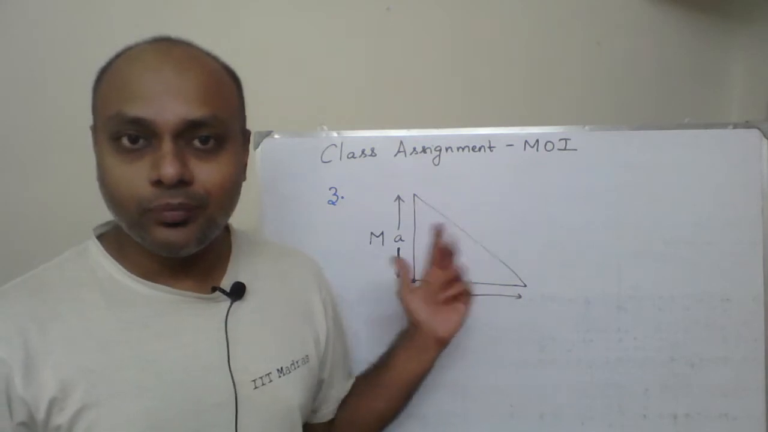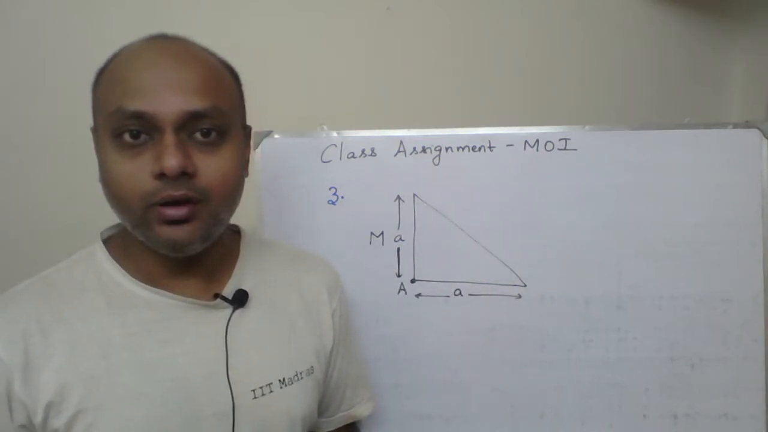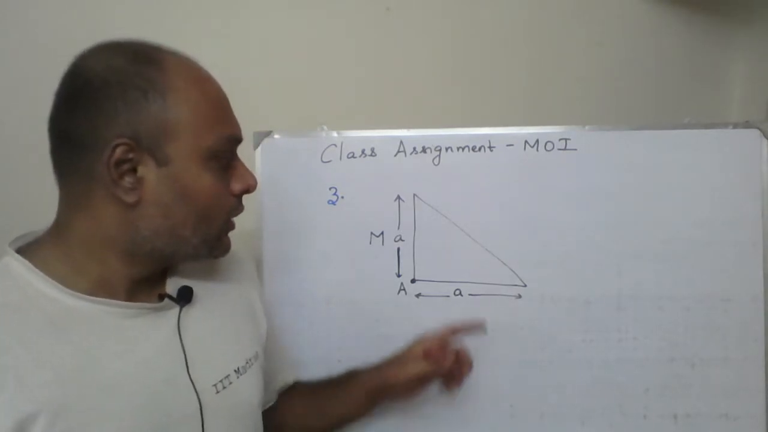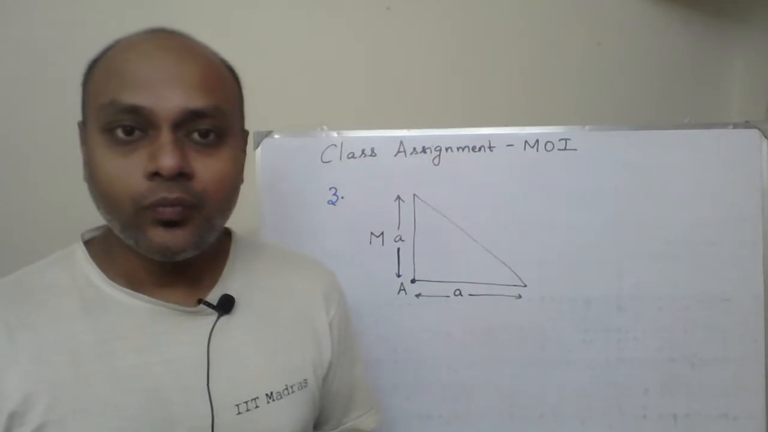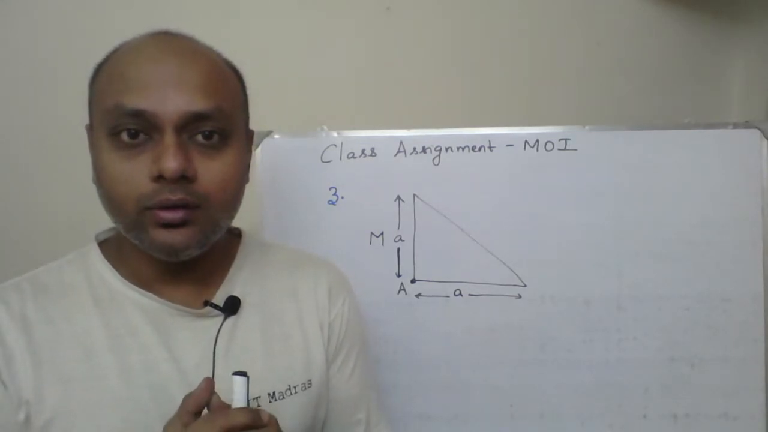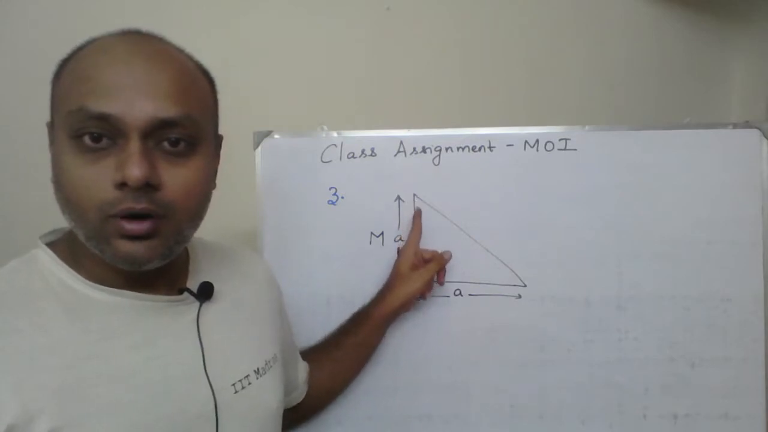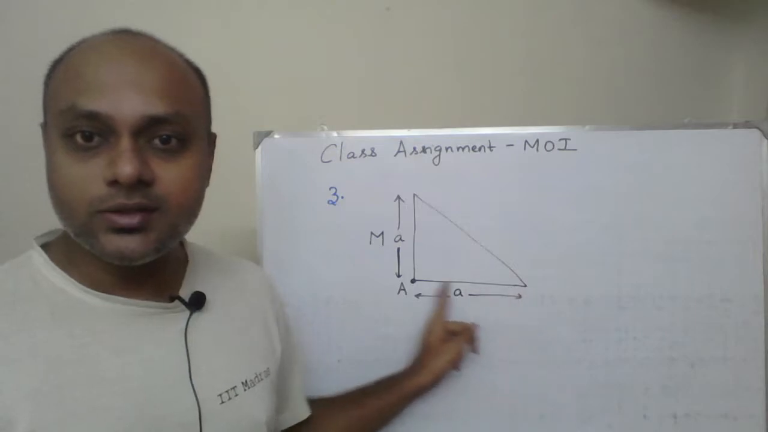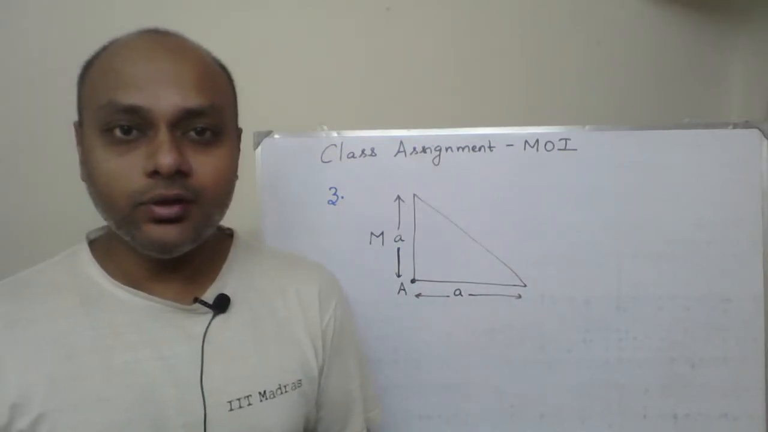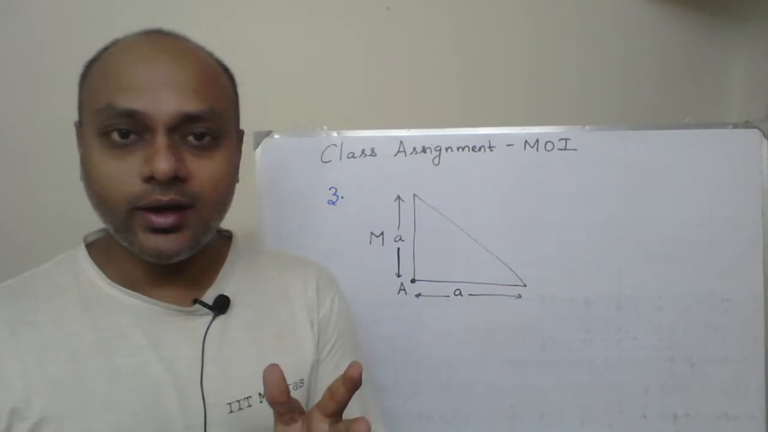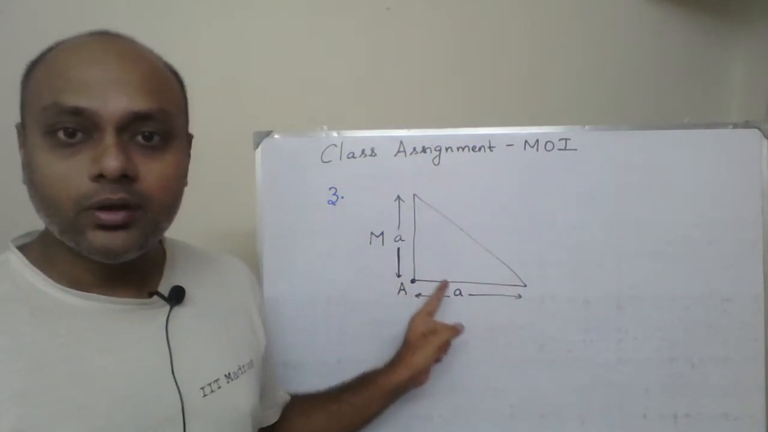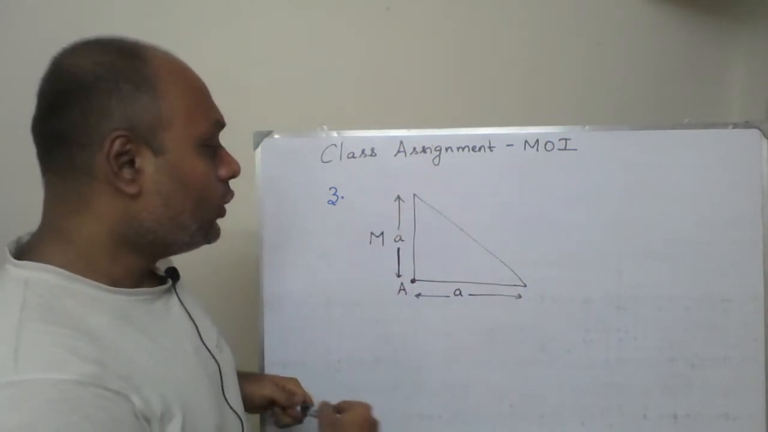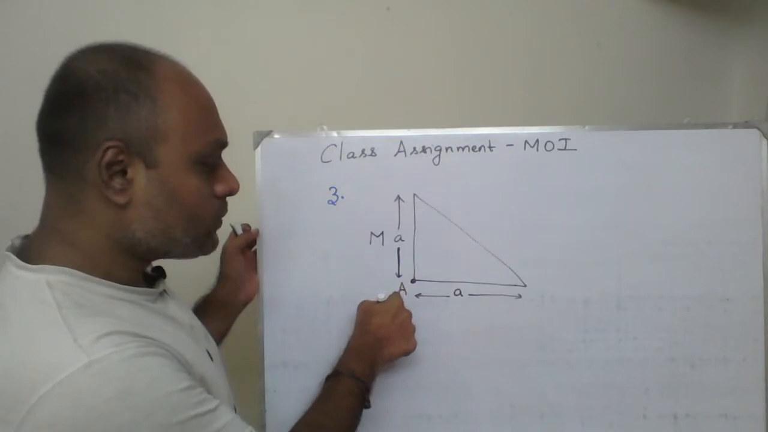Okay, this is the third question in the moment of inertia set of 4 questions. Now, what this question states is you have a triangular sheet of mass m, and its height is a, its base is a. So essentially what you have is an isosceles right angle triangular sheet, mass is m, and these two sides are a each. You have to find out moment of inertia about axis passing through point A.